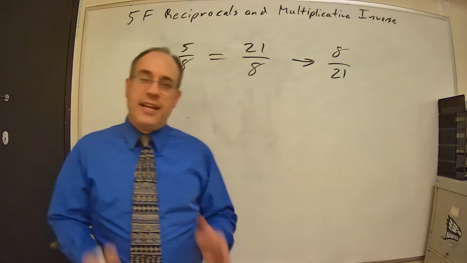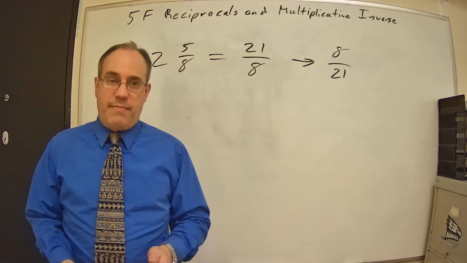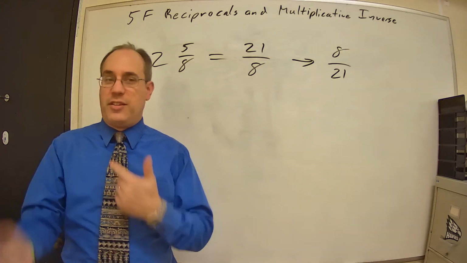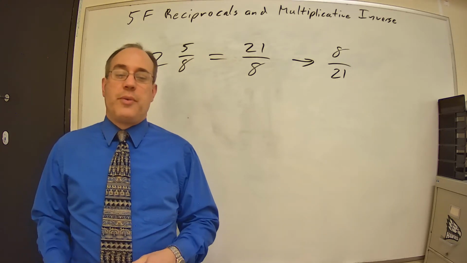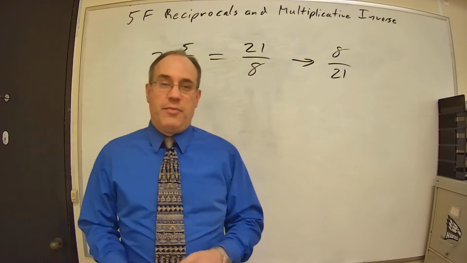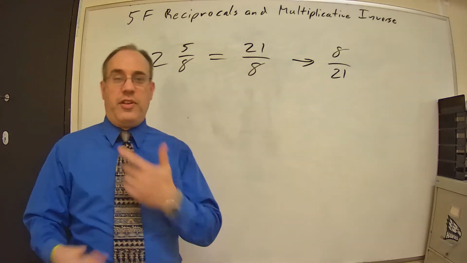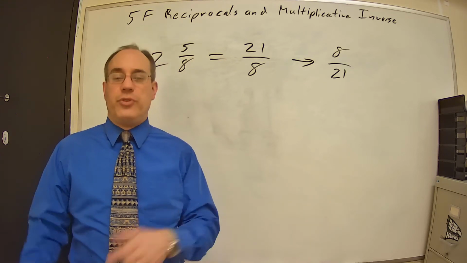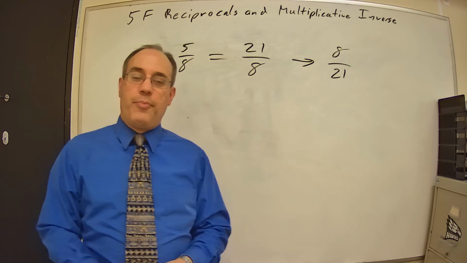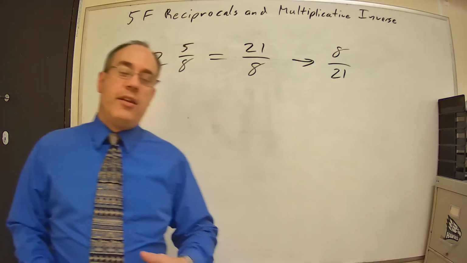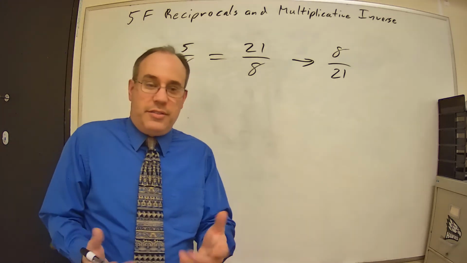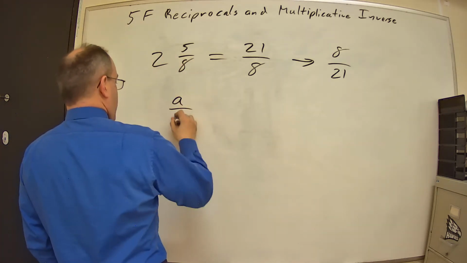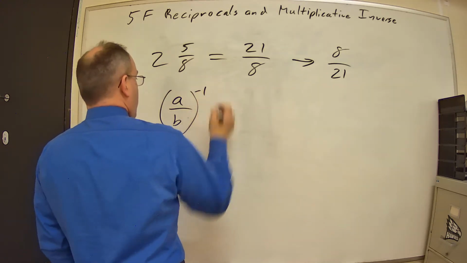So you cannot directly take the reciprocal of a mixed number. You can take the reciprocal of a whole number. You just put it over 1, and then you can take the reciprocal. You can take the reciprocal of a fraction, proper or improper. You just flip it over. But if you have a mixed number, you've got to turn that into an improper fraction, and then you can flip it over. Now, in mathematical notation, the reciprocal is just written as a over b to the -1.